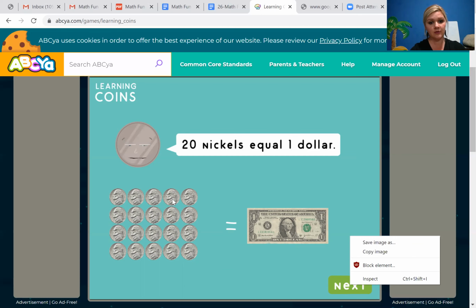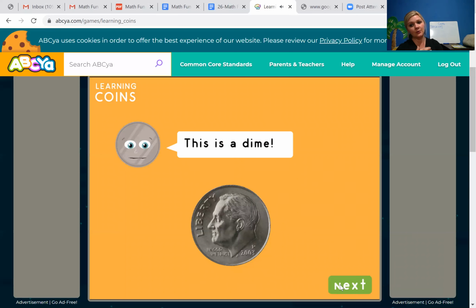Look at the 5 nickels. 1, 2, 3, 4, 5. It's not 5 cents because we don't count by ones. We count by 5. That's skip counting: 5, 10, 15, 20, 25. What is a coin that is also worth 25 cents? Let's go to the next one and see if we're right. Oh, 25 cents is a quarter. So let's go to this one.